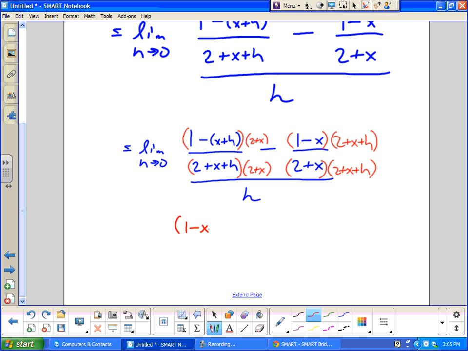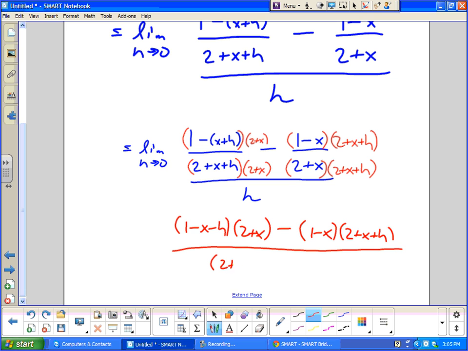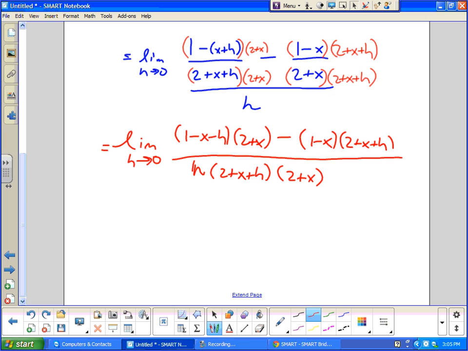I get (1 minus x minus h) times (2 plus x) minus (1 minus x) times (2 plus x plus h), all over the common denominator of (2 plus x plus h) over (2 plus x). And again, I know this h flips up, right? And I could show you again, but we know from practice this happens because we multiply top and bottom by 1 over h. All right, now this time we're forced to multiply all these polynomials just in the numerator out. Never do the denominator, okay, guys? When you're doing definitions of proofs.